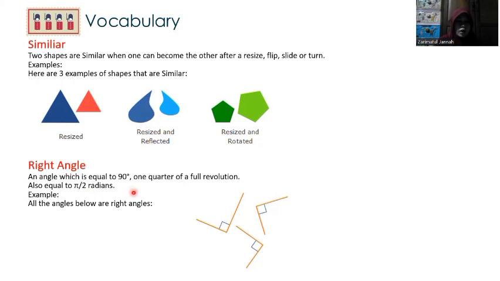Right angle is an angle equal to 90 degrees. One quarter of a full revolution, also equal to pi per 2 radians or 90 degrees. For example, the angle below is a right angle. This is a right angle. Right angle is sudut siku-siku.